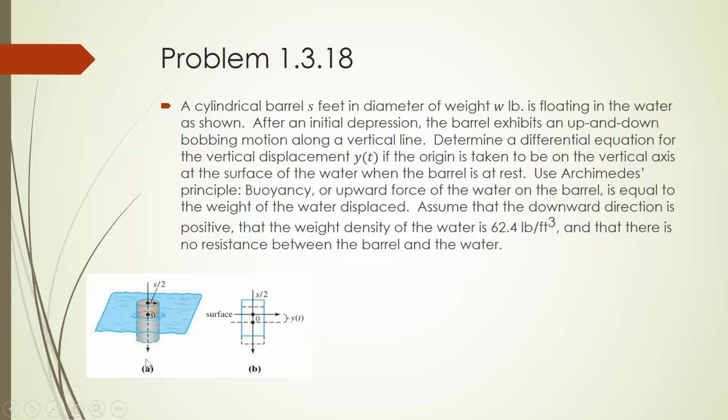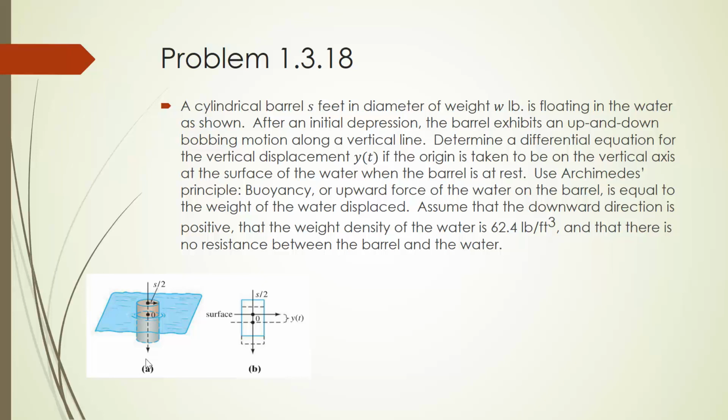After an initial depression, the barrel exhibits an up and down bobbing motion along the vertical axis. And they want us to determine a differential equation for the vertical displacement y of t if the origin is taken to be in the vertical axis at the surface of the water when the barrel is at rest. So that's the origin. And then they want us to use Archimedes' principle of buoyancy, or upward force of the water on the barrel, is equal to the weight of the water displaced. And then we're going to assume downward direction is positive.